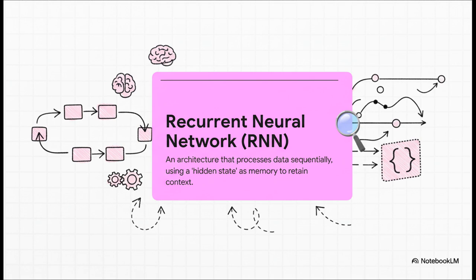The best way to think about it is like reading a book. As the RNN processes a sentence one word at a time, it keeps this thing called a hidden state. It's basically a constantly updating mental summary of everything that's happened so far. This memory, this summary, gets passed along from one word to the next, giving the network the context it needs to understand the meaning of the whole sentence.